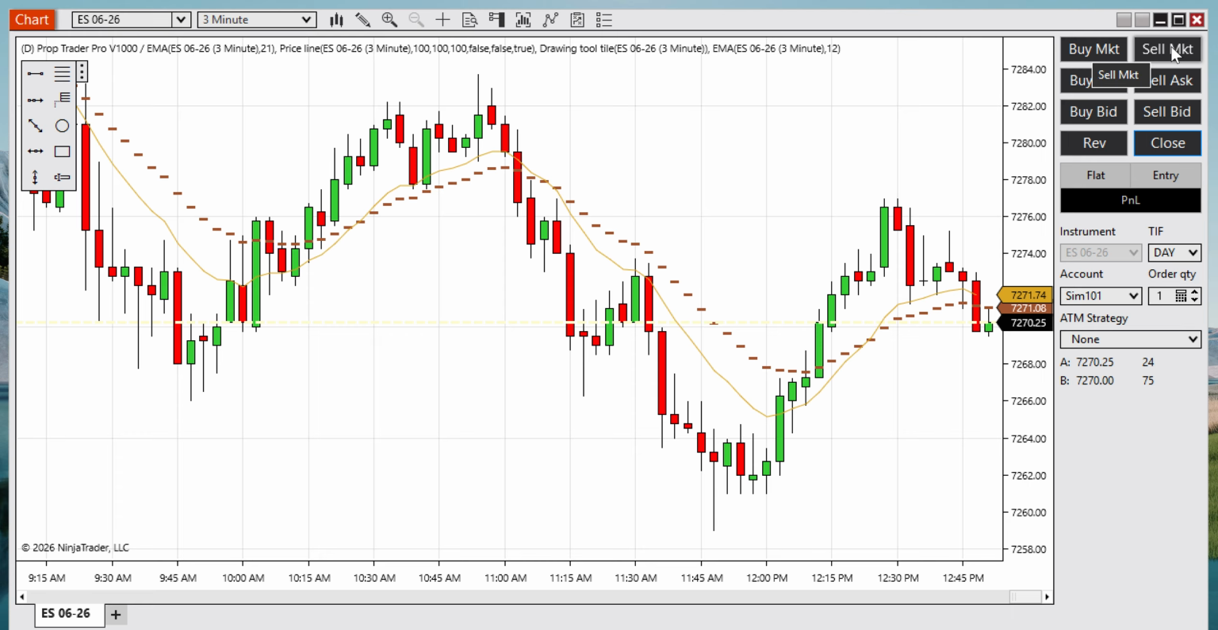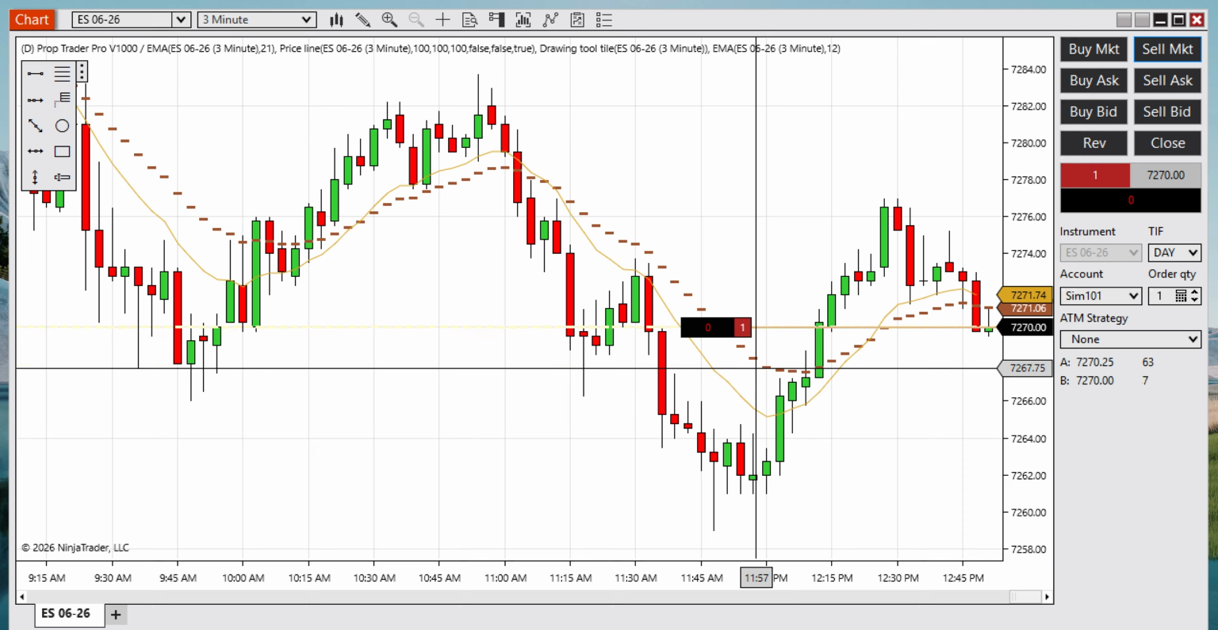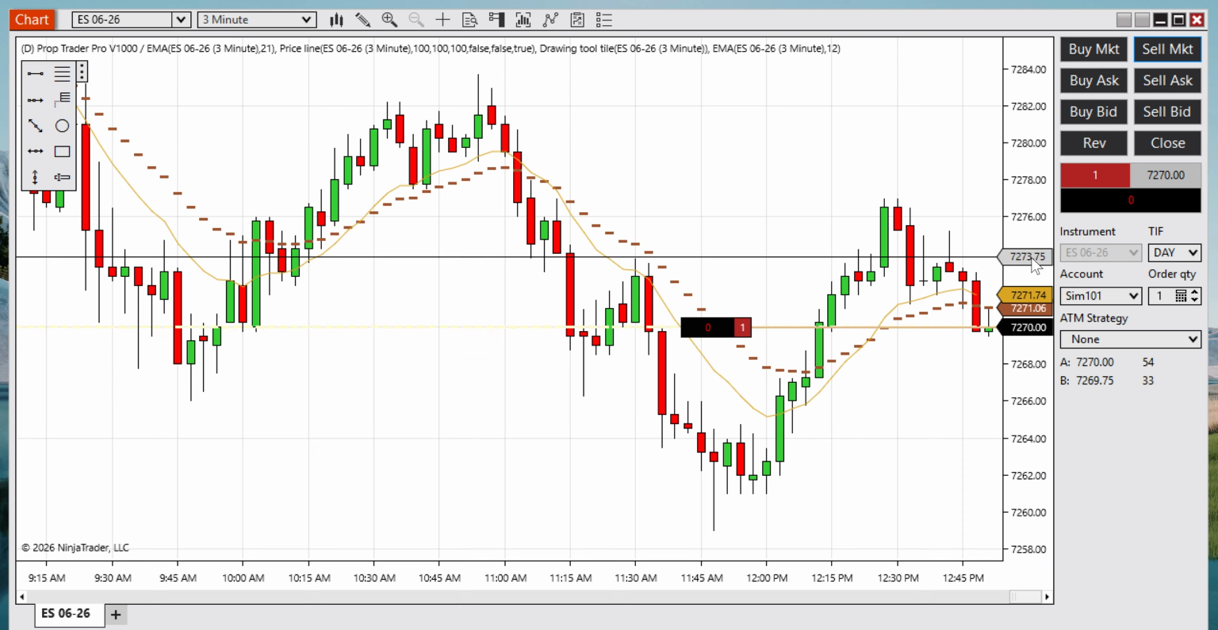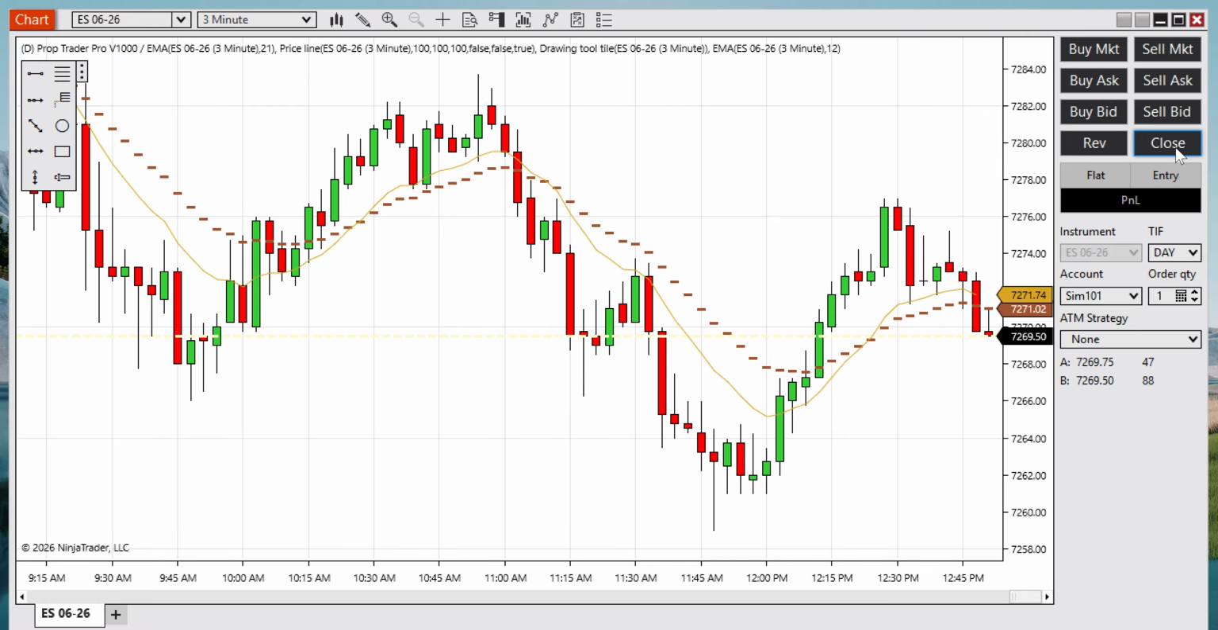Now what happens to sell market? Okay, let us sell market. At the market price I'm able to get the sell price. At this price, if it goes down, then I make money. If it goes up, which means my prediction is wrong, I lose money. So if I'm losing money, I can close.